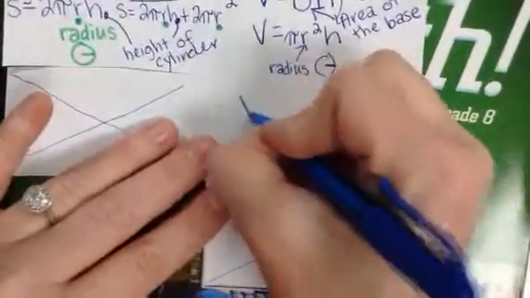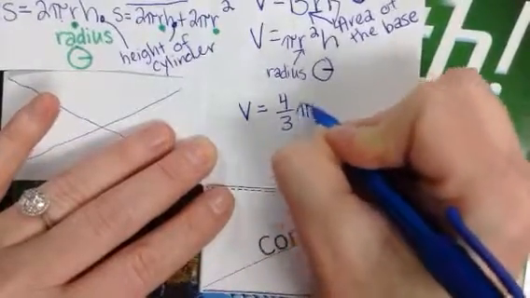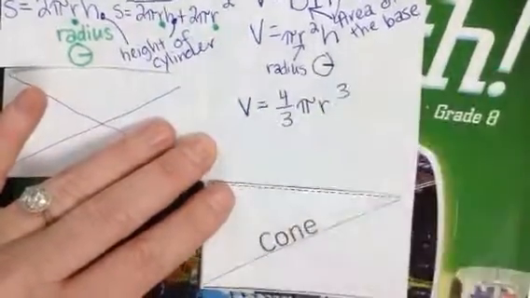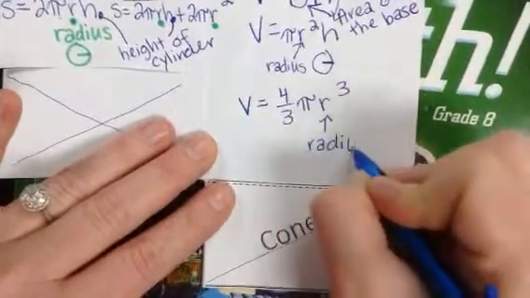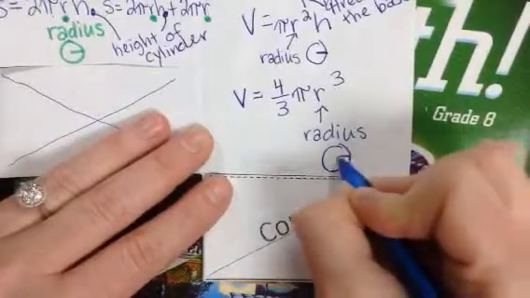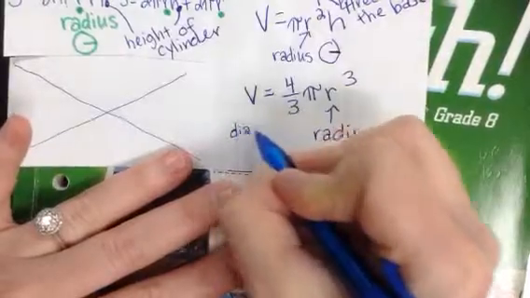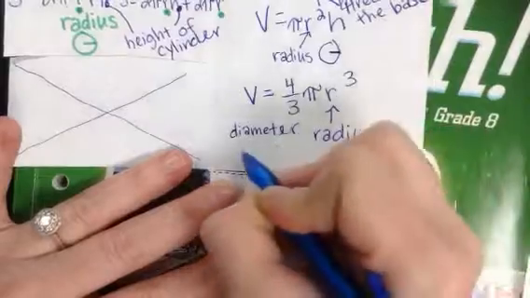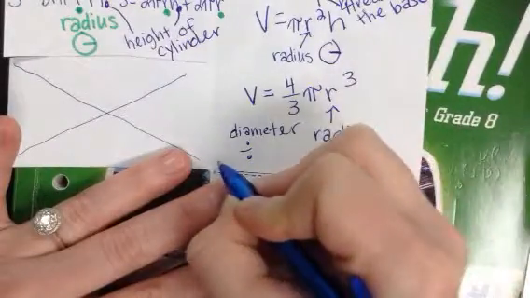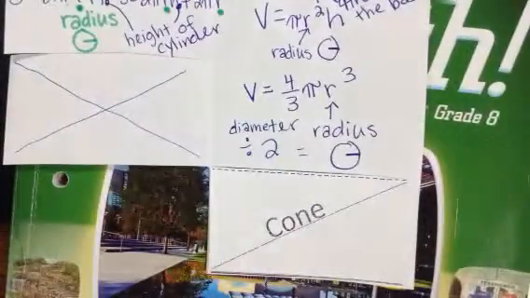To get the volume of a sphere, it is 4/3 pi r cubed. So you really only have to go look for the radius if they give you the picture. Remember, if they give you the diameter, that's whenever you will need to take that number and divide it by 2 to get your radius.